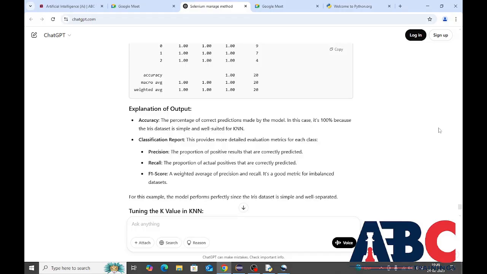Now let me also explain the output. Accuracy: the percentage of correct predictions made by the model. In this case, it's 100% because the Iris dataset is simple and well suited for KNN. Classification report: this provides more detailed evaluation metrics for each class. Precision: the proportion of positive results that are correctly predicted. Recall: the proportion of actual positives that are correctly predicted. F1 score: a weighted average of precision and recall. It's a good metric for imbalanced data sets.